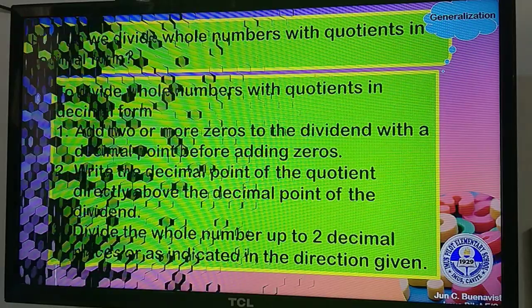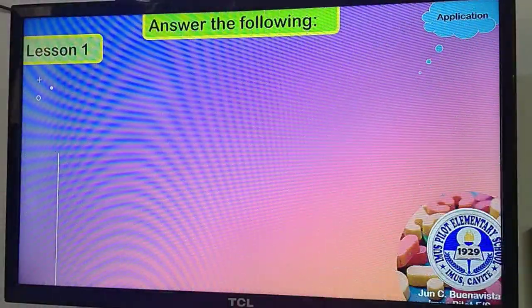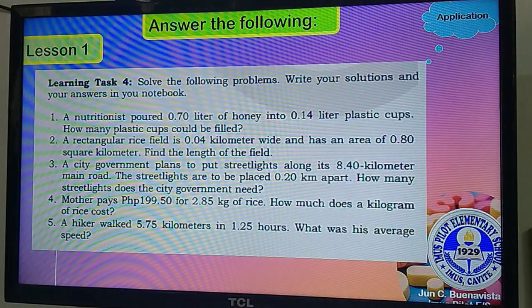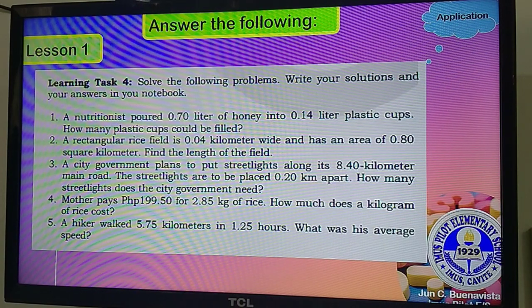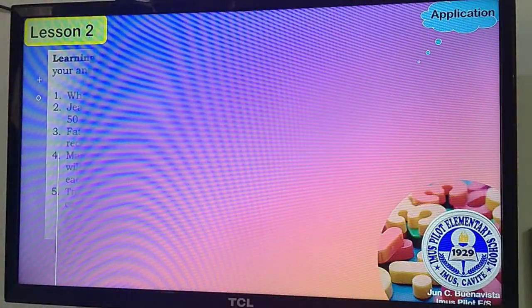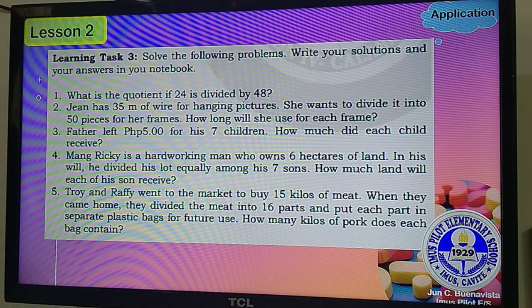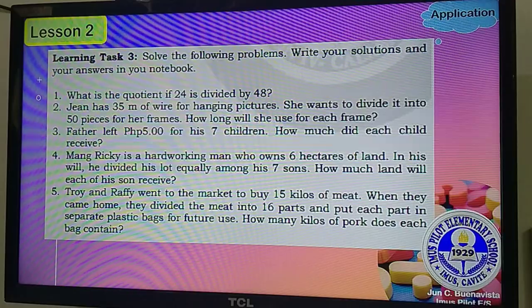Now, for your application, write or answer the following. So, notebook pa din ha. You're going to write your answer in your notebook. Again, for lesson 1, learning task number 4, solve the following problems, write your solutions and your answers in your notebook. So, hindi ko na babasahin para mabilis tayo. Okay, next, for lesson number 2, learning task 3, solve the following problems, write your solutions and your answers in your notebook. So, hindi ko na rin babasahin para mabilis tayo ngayon.